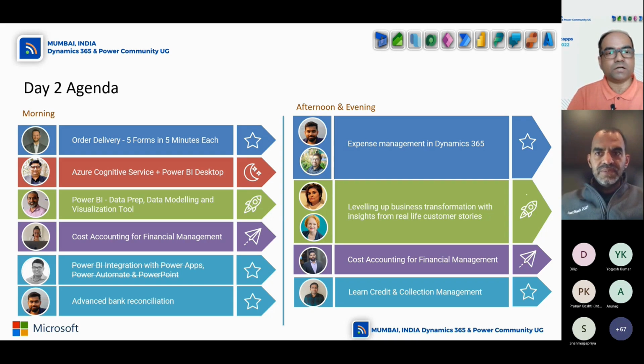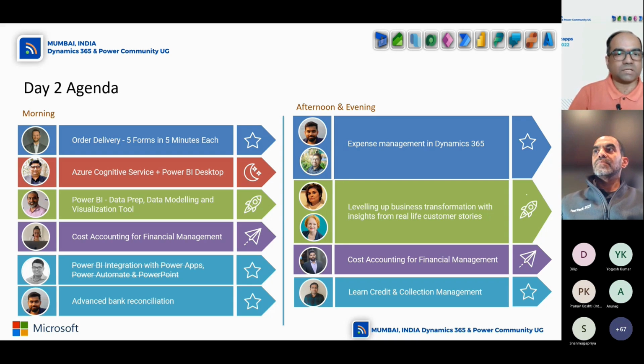Okay, so day two is full of a functional and technical combination of both, where we will start the discussion with Andrew on order delivery aspects, 5 forms in 5 minutes, and then we'll focus on Power BI cost accounting. There is one little change: Parag was supposed to focus on the Power BI integration, but due to some challenges on the technical aspects, he communicated to us last night, and Ramit is going to help us. Really appreciate your time and effort, Ramit. Ramit is going to help us on the advanced bank reconciliation aspects.